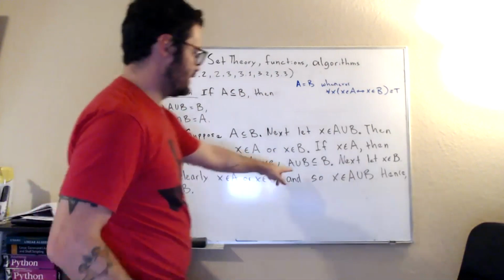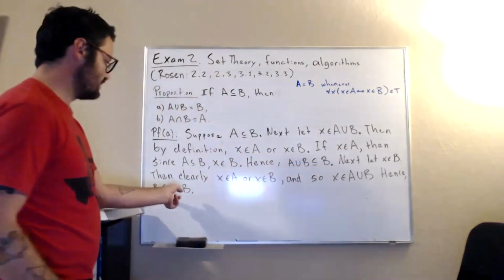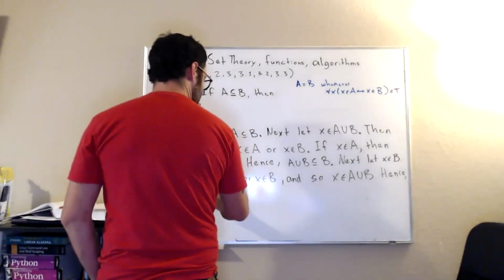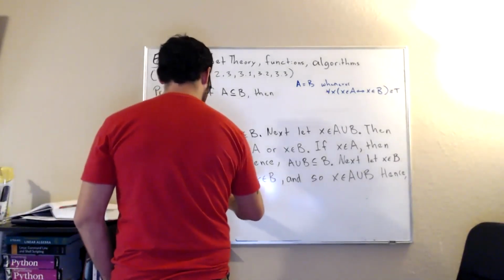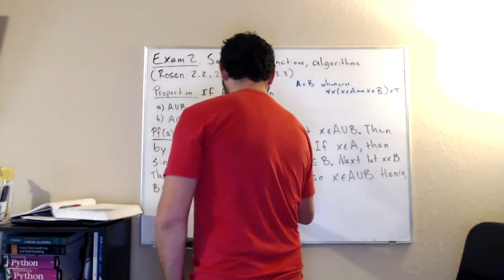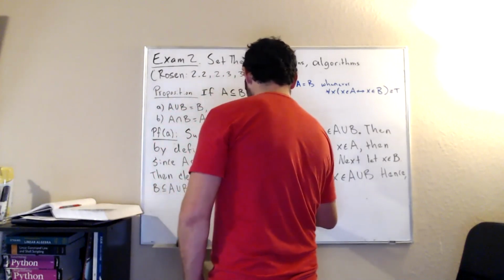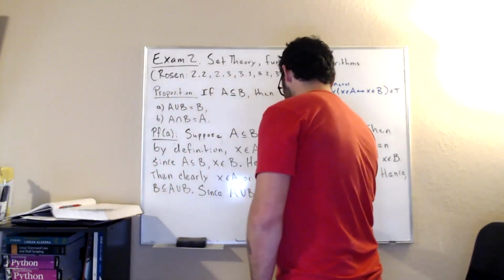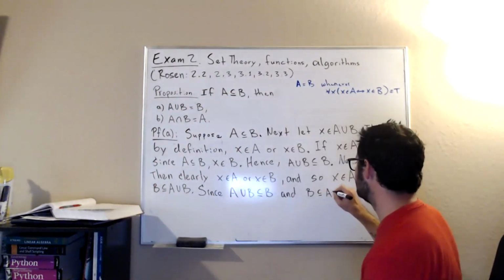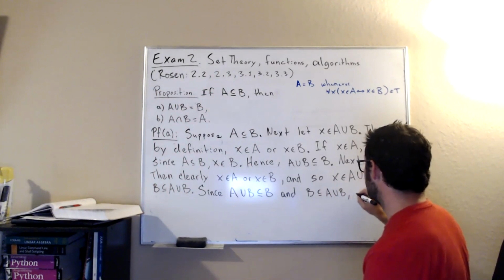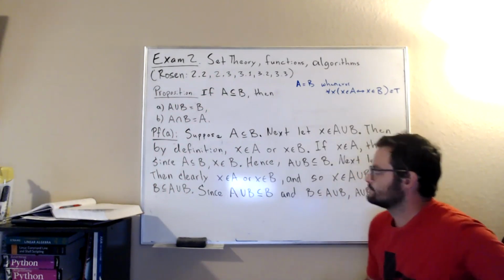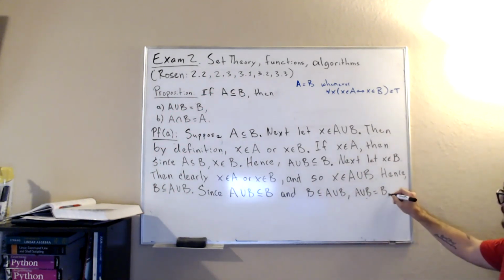And now we've shown that A union B is a subset of B, and B is a subset of A union B, so that means they must be equal. So I'll just clarify that with one last sentence. So since A union B is a subset of B, and B is a subset of A union B, A union B must equal B. Or something like that.